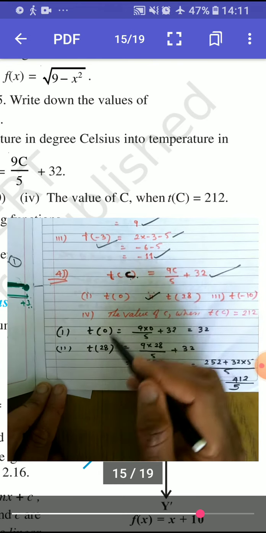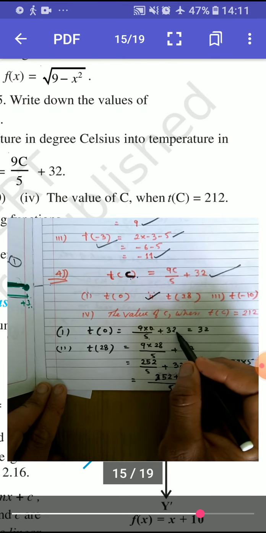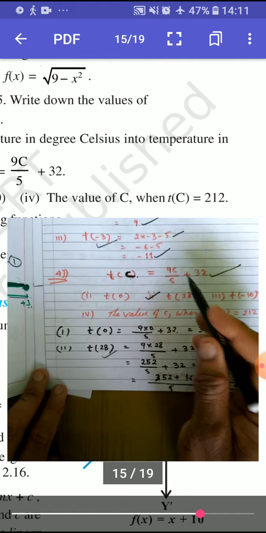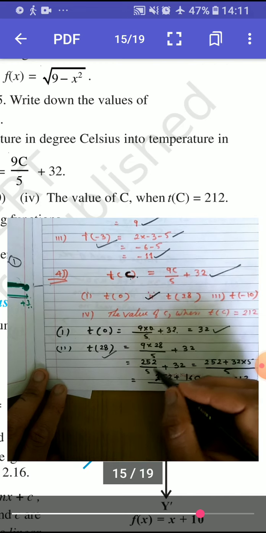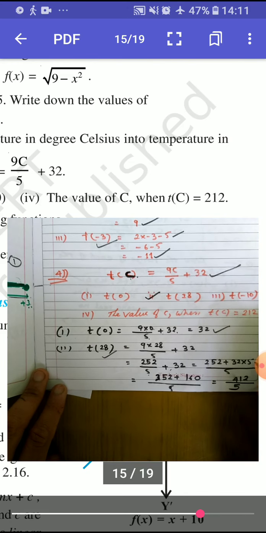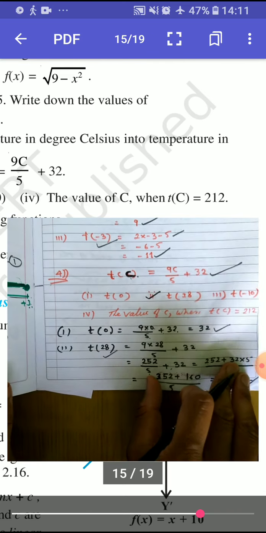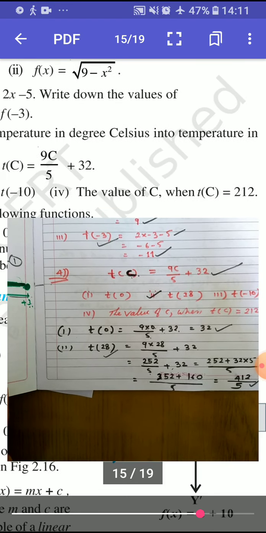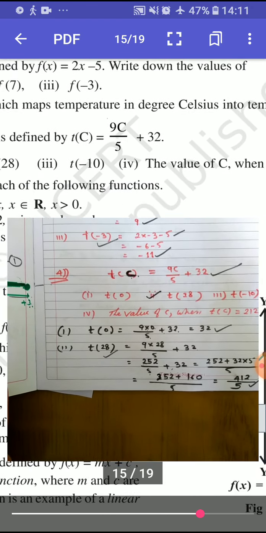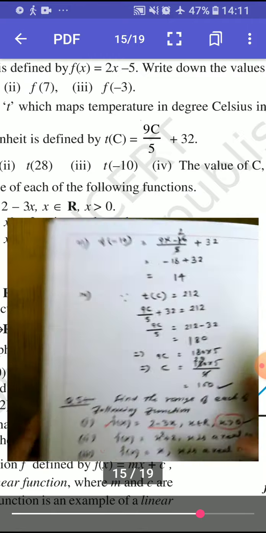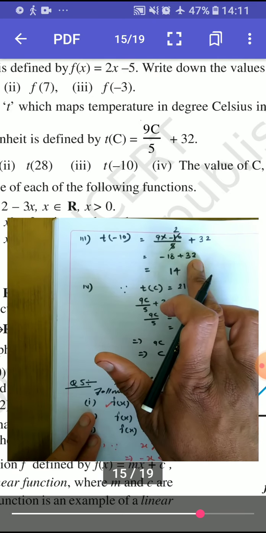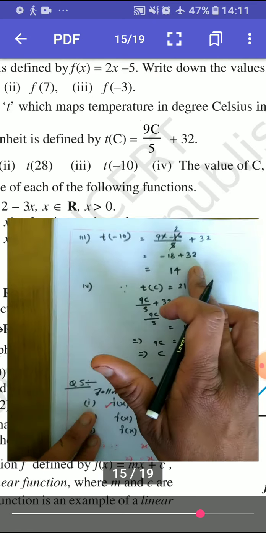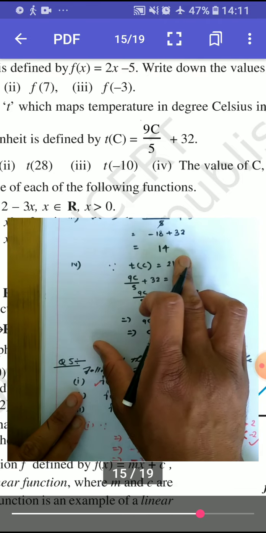So you put C equal to 0: T(0) equal to 9 into 0 by 5 plus 32 equal to 32. T(28): in place of C you put 9 into 28 by 5 plus 32 equal to 252 upon 5 plus 32, equal to 252 plus 32 into 5 by 5. After solving this you will get 412 by 5. Now T(minus 10): 9 into minus 10 by 5 plus 32 equal to minus 18 plus 32 equal to 14.